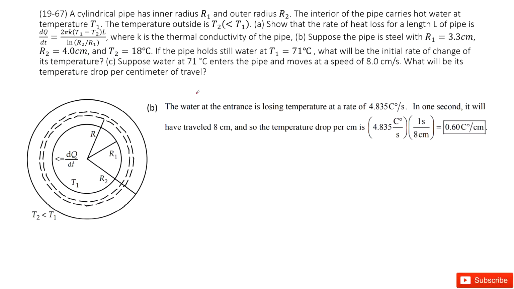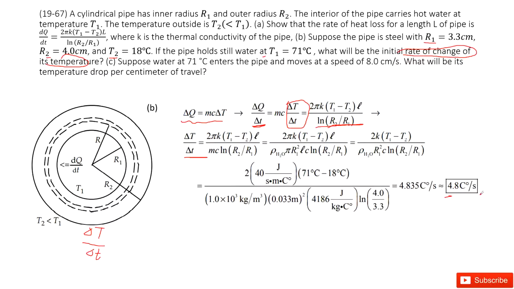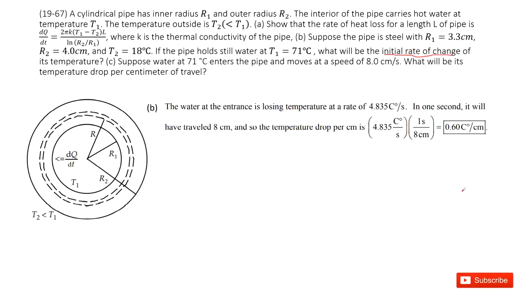The next part tells you to suppose the water enters the pipe at 31 degrees and moves at a speed of 8 centimeters per second. What will the temperature drop be per centimeter of travel? This is easy because we just found the initial rate of change of temperature. It tells us that in 1 second the temperature will drop 4.8 centigrade. Do you agree? So in 1 second, the water has also traveled 8 centimeters. This is the speed at which the water travels.